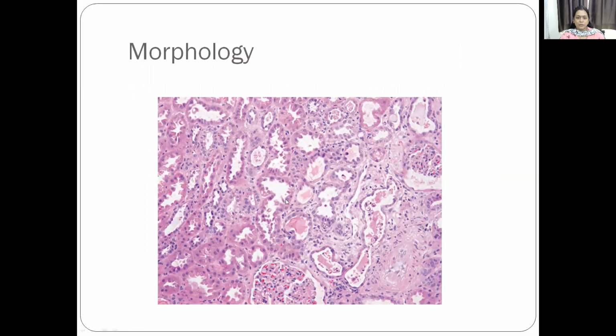So here we have the morphology, the microscopic picture. This is the H&E hematoxylin and eosin stain showing the tubules. You can see all these are the tubules. This is the detachment of the tubular cells into the lumen. Here you can see all the detached cells forming a cast. This is the protein that got inspissated. Here you are also seeing the necrotic material. This is the microscopic picture showing acute kidney injury.